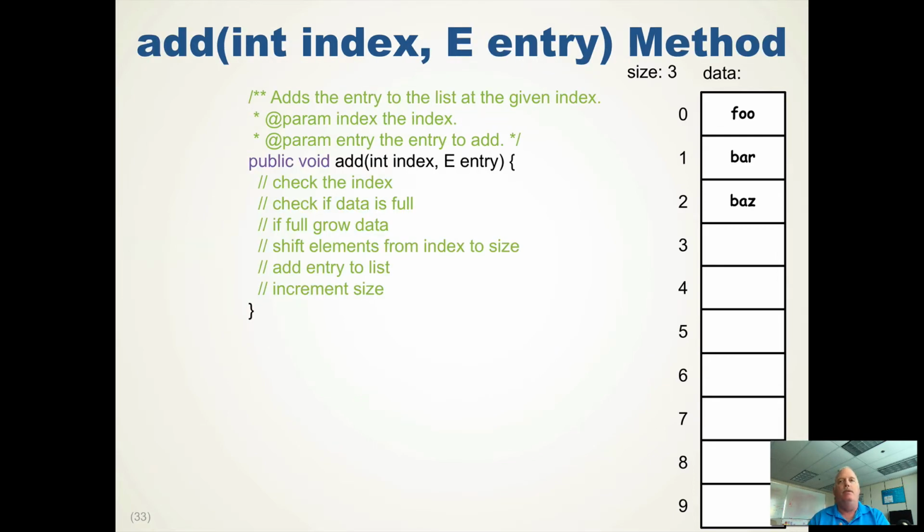So now the next method is we want to add at index, so we're going to insert something into our list. So again, because we have an index, we got to check the index. Because we're adding, we got to check to see if the array is full. If the array is full, we're going to grow it just like we did for the add method.